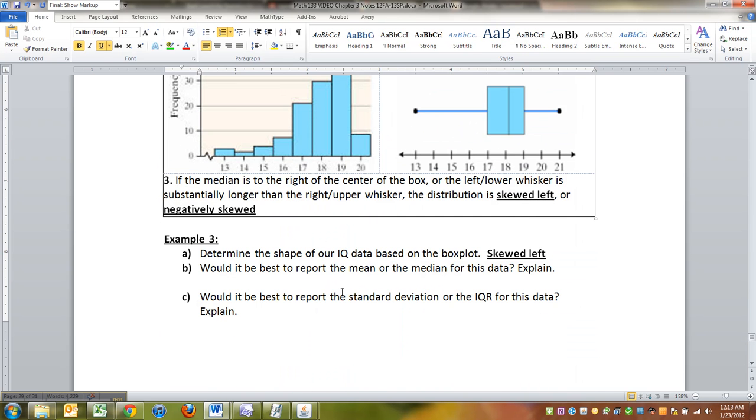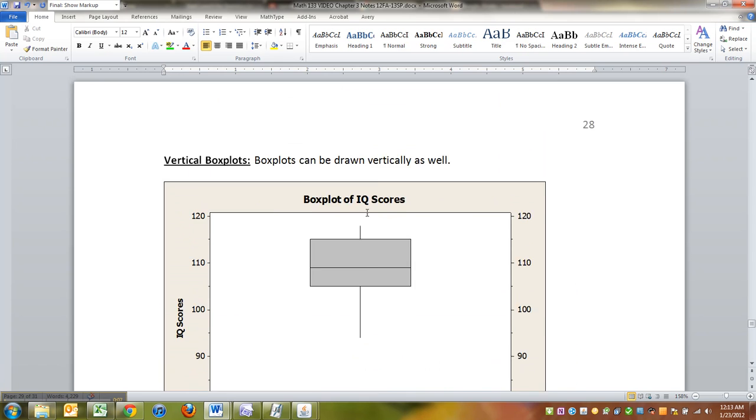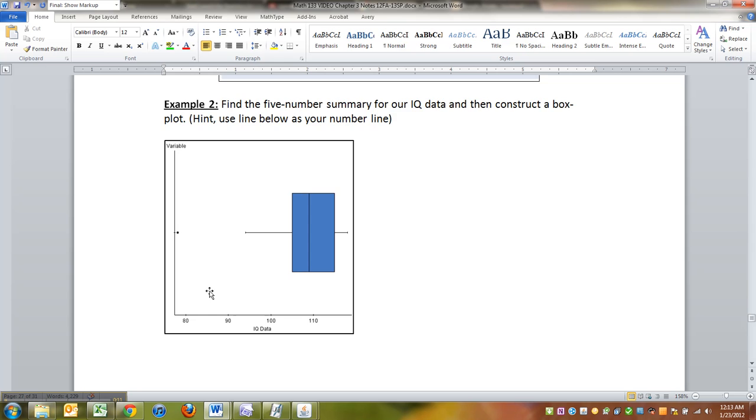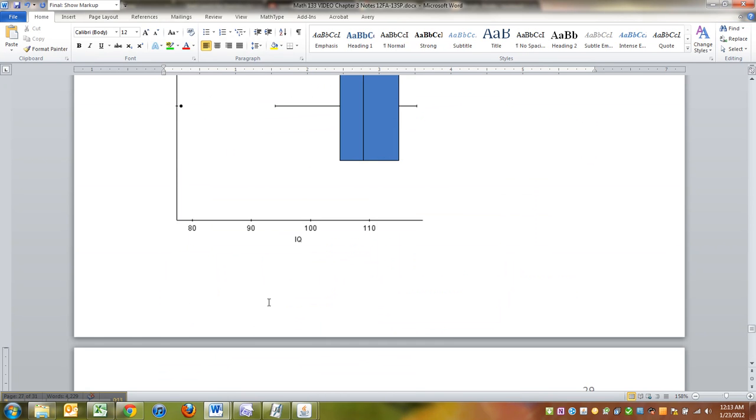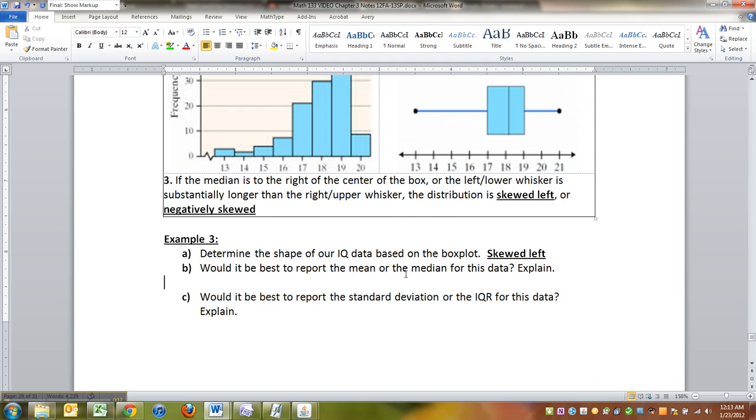All right, so then I asked, what about the shape of our IQ data, which, as you can see from this picture, is skewed left, right? So it is correct, I should say. So it's skewed left. If it's skewed left, would it be best to report the mean or the median? And the answer is the median, because it is resistant to the skewness.